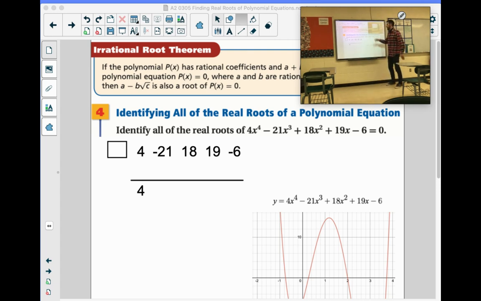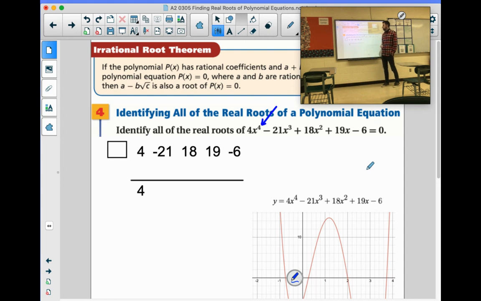All right, identify all the real roots of 4x to the fourth minus 21x to the third plus 18x squared plus 19x minus 6 equals 0. Whatever number is your highest degree of this polynomial, remember that's the number of roots there are. So we're looking for 4 different roots here.